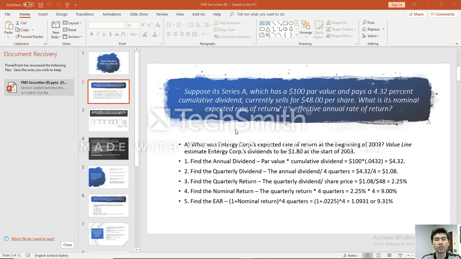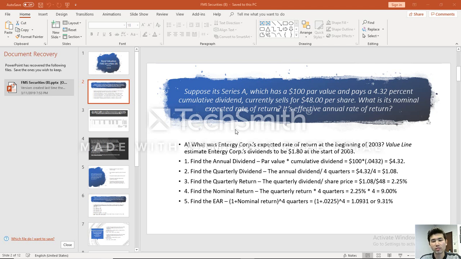You first have to find the annual dividend, which is the par value of 100 multiplied by the cumulative dividend of 4.32%, which gives you $4.32. Then we find the quarterly dividend, which takes the $4.32 and divides it by 4 to get $1.08. Then we take the quarterly return, which is the $1.08 divided by the share price of $48 to get 2.25%.